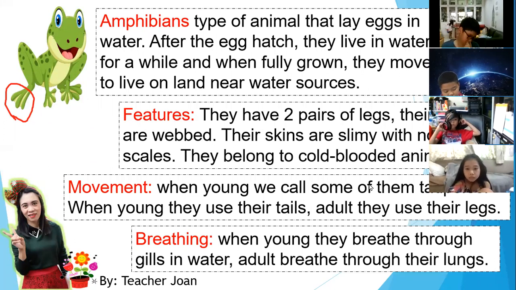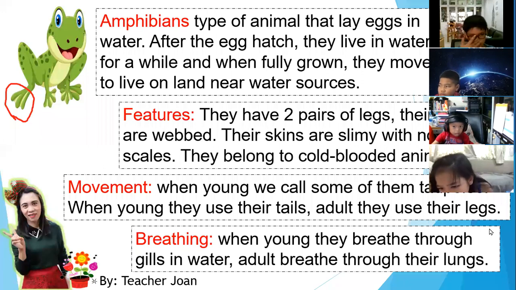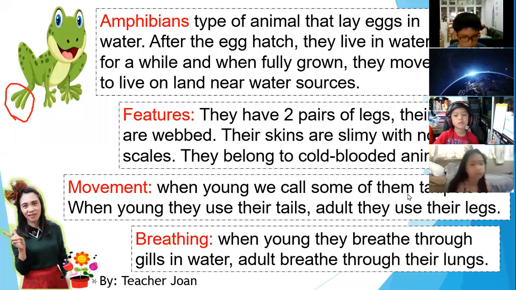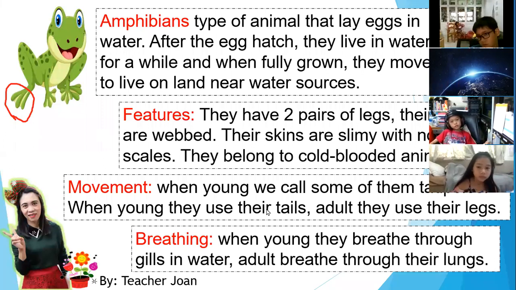Bibi? Can you hear Teacher Anne? Yes or no? Oh, Bibi, can you read the movement of amphibians? When young, we call some of them tadpoles, right? So when they are tadpoles, they don't have legs yet, okay? They have tails. So they swim in the water, okay? But when they are adult, they have their legs, okay? Understand, Bibi? Okay, next.